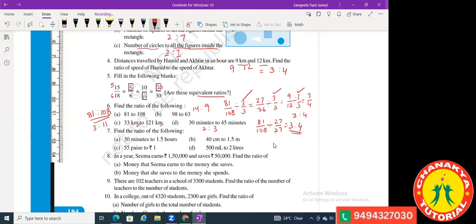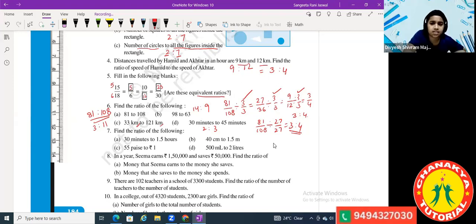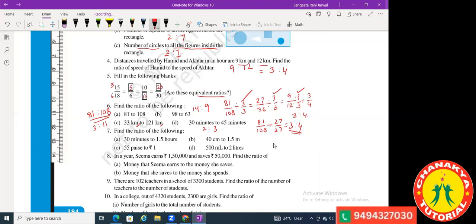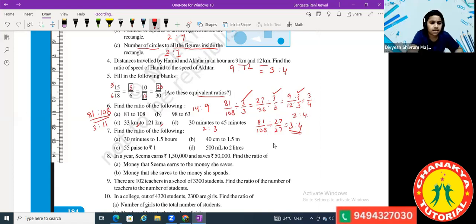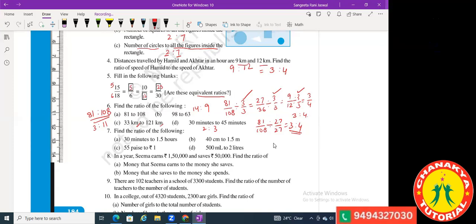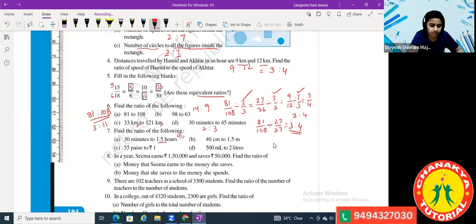Find the ratio. See the next one, question number 7. Find the ratio of the following numbers. The first one is 30 minutes to 1.5 hours. Don't give me the direct answers. What will you do here first? Ma'am, the unit. 1.5 hours equals 90 minutes. For finding the ratio, the units should be the same. So you will convert 1.5 hours to minutes first. 30 is to 90 will be 10 is to 30 and it will be 1 is to 3.